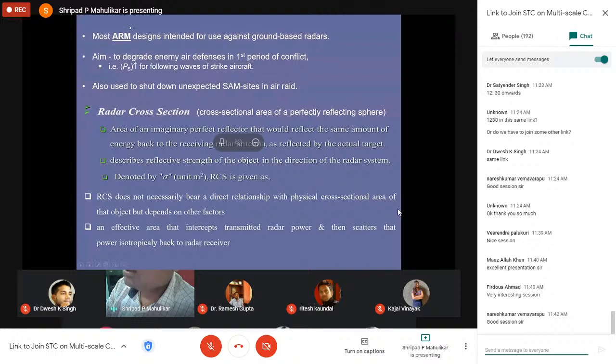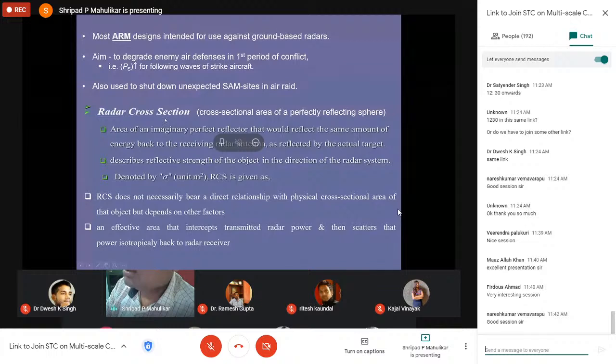So the point here is that these anti-radiation missiles do pose a threat to radar. And this point is to be noted as one of the tactical, let us say, issues in using a radar.